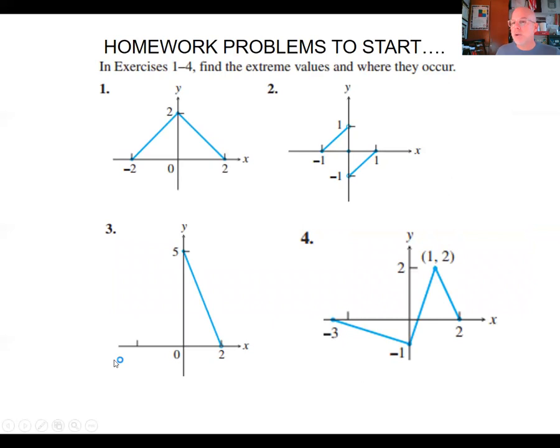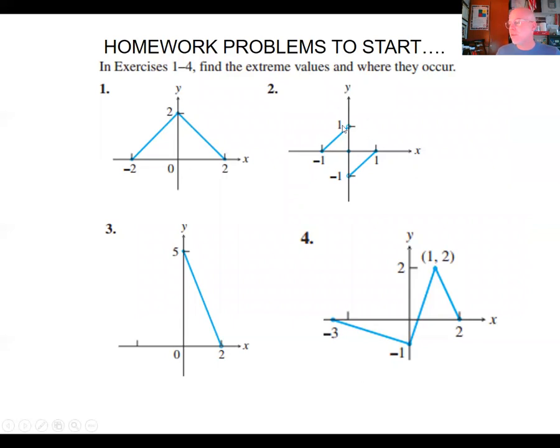So I'm going to have you do a couple of homework problems in the assignment, and this is what the first set of problems are going to look like. They're going to ask what the maximums and minimums are and where they occur. So for instance, in number 1 here, I've got local minimums and absolute minimums, both at -2 and 2. And I've got a local and an absolute maximum at 2. And you're just going to be listing those.